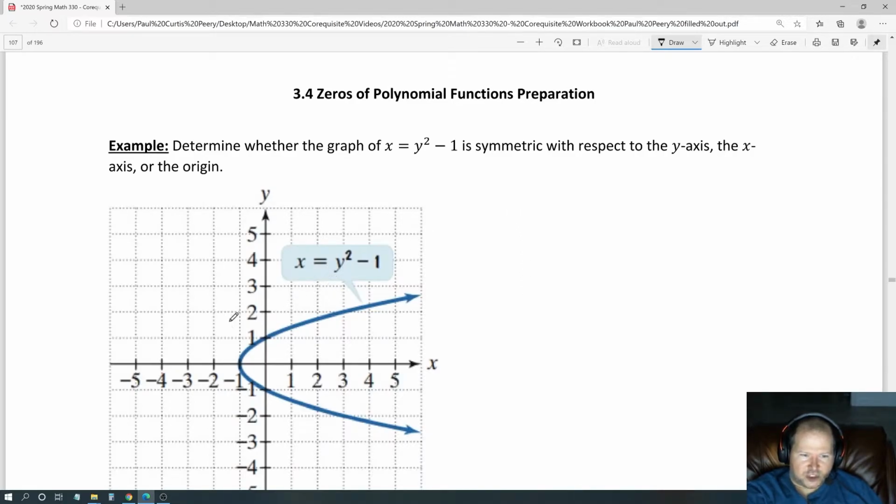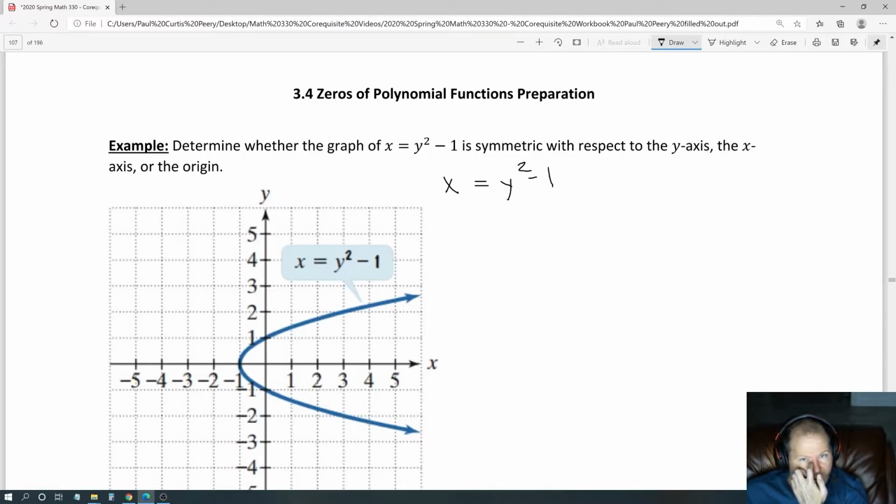Now first of all, just looking at this, we can tell that this is going to have x-axis symmetry, because it's going to flip up and down. It's a mirror image across the x-axis, so the top and the bottom are mirror images of each other. What we're going to do is algebraically verify this. Let's say we want to test y-axis symmetry. How would we do that? First I'll write the original equation down: x is equal to y squared minus 1.